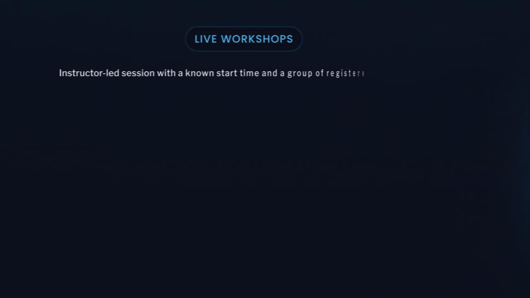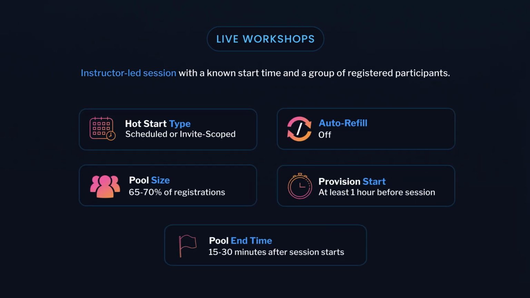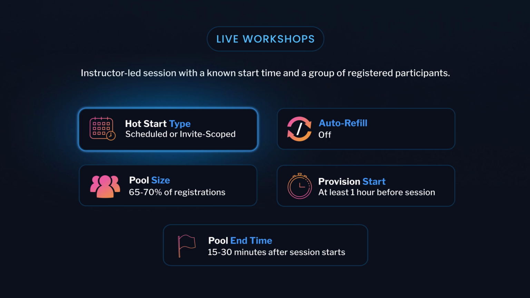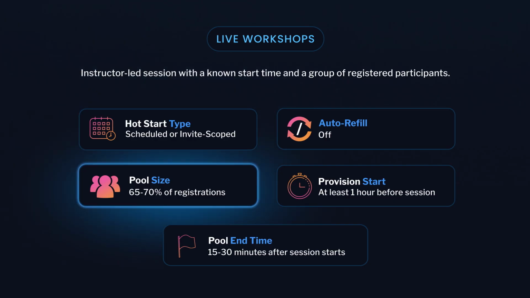Live workshops. This is an instructor-led session with a known start time and a group of registered participants. For your hot start type, use scheduled or invite scoped if you want to restrict access to participants joining through a specific link. Set your pool size to 65 to 70% of your total registrations.